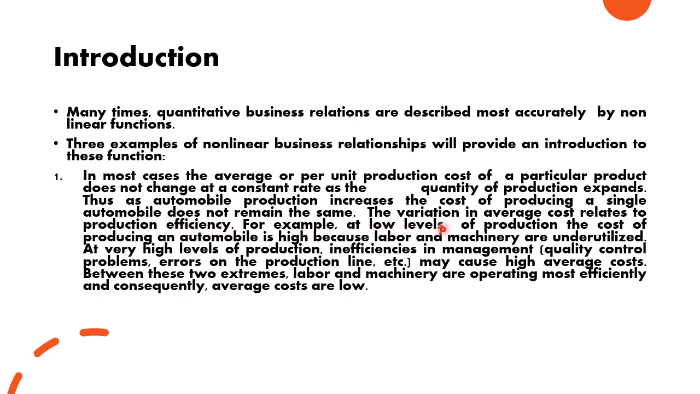For example, at low levels of production, the cost of producing an automobile is high because labor and machinery are underutilized. At very high levels of production, inefficiencies in management, like quality control problems, errors on the production line, etc., may cause high average costs. Between these two extremes, labor and machinery are operating most efficiently and consequently, average costs are low.